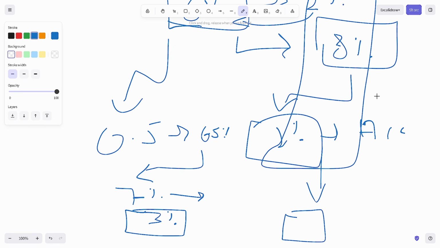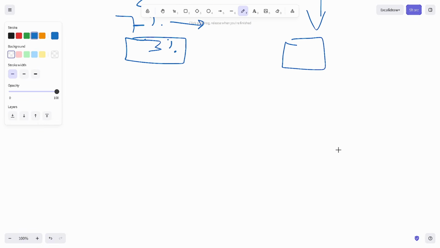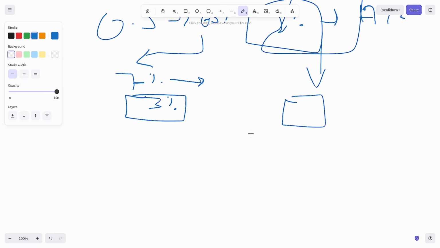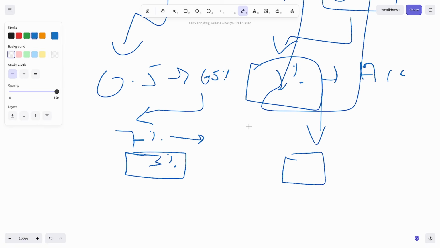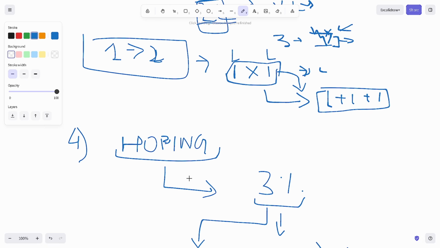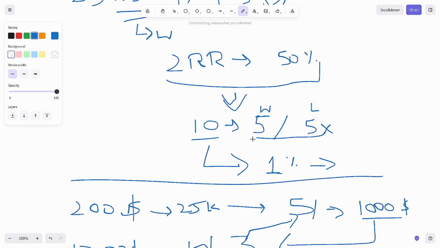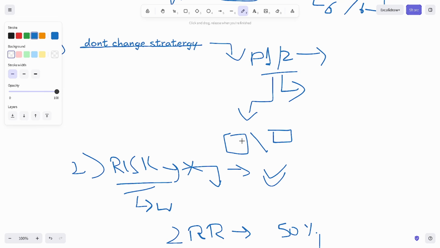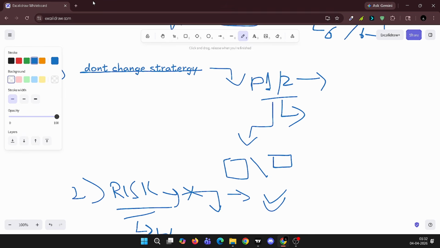This is one line I read on someone's Twitter, that drawdown is the phase that either makes the trader or breaks the trader. So these are the 4 steps. I don't know why I said 5. I noted 5. I don't know. Wait, let me check.